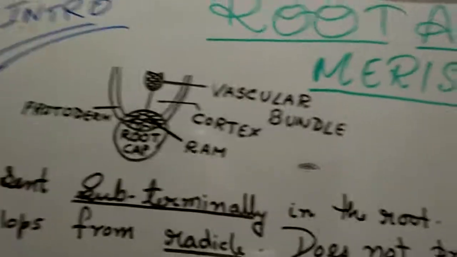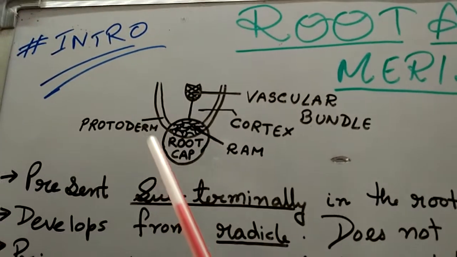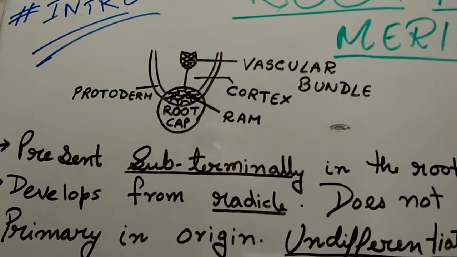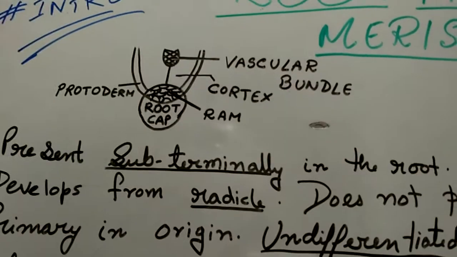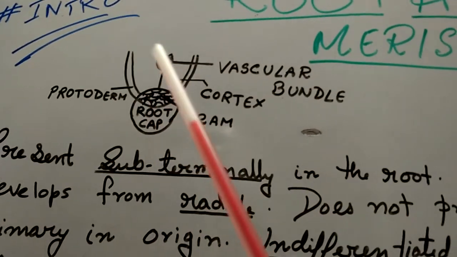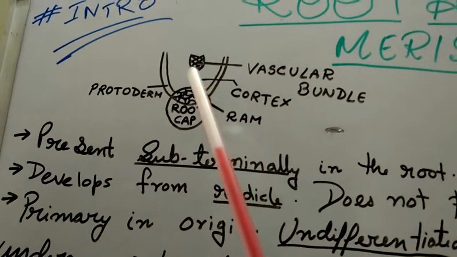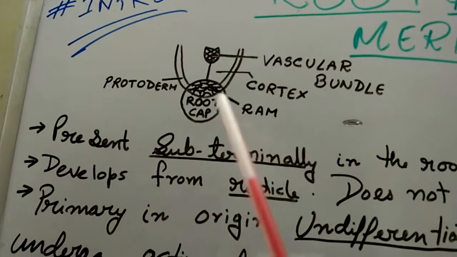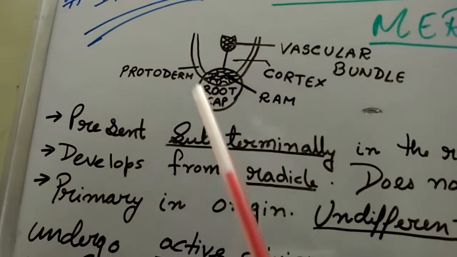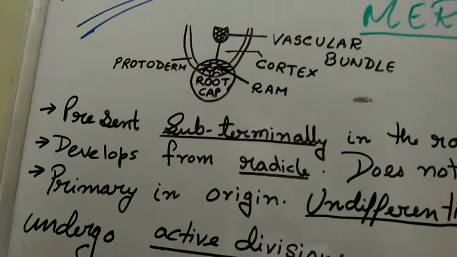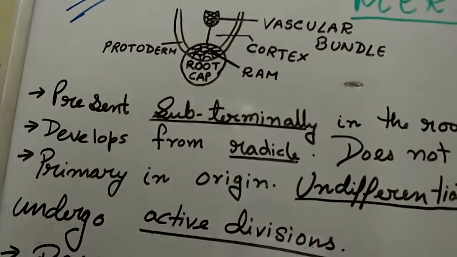Here is a very simple diagram of root apical meristem. The outer portion is protoderm. If you have watched my previous videos, then it's clear to you that protoderm is meant to form epidermis, which is the outermost layer. The portion which I have shaded here is basically the vascular bundle. The plain or white portion represents cortex, and this is the root apical meristem. Below this root apical meristem is the root cap. So this portion is basically the root system representing root apical meristem.